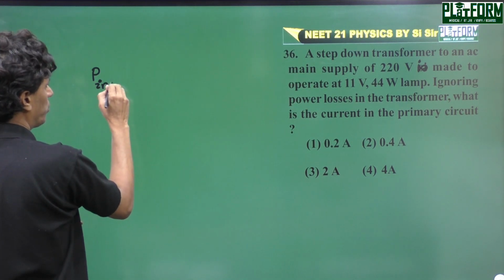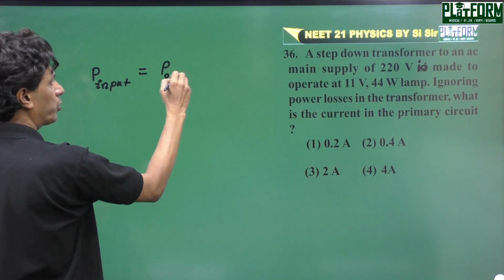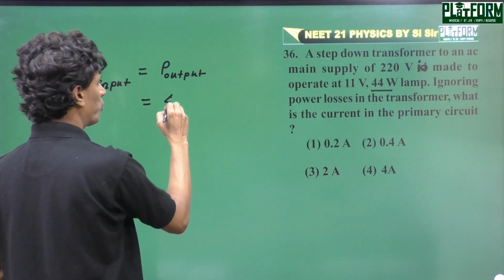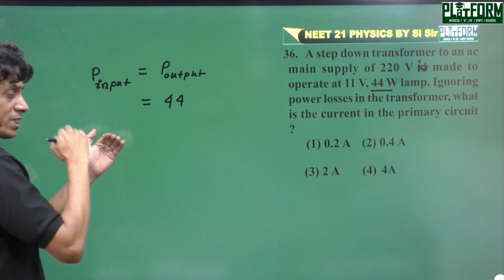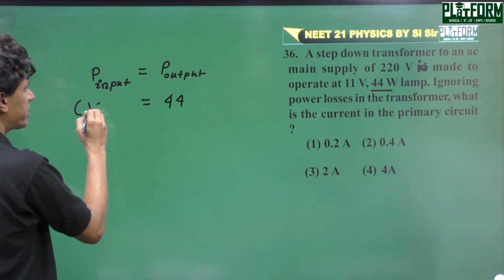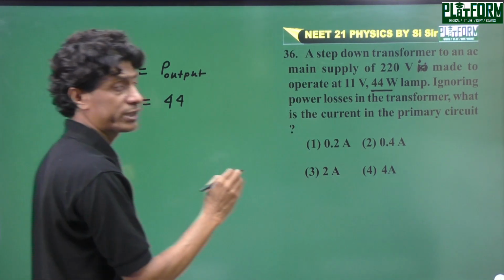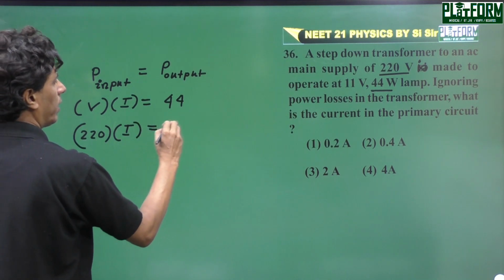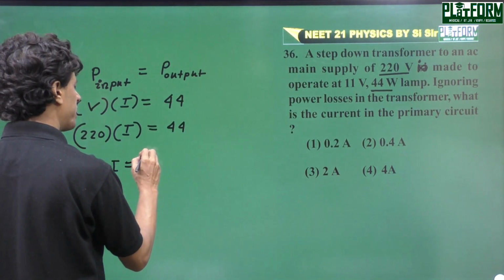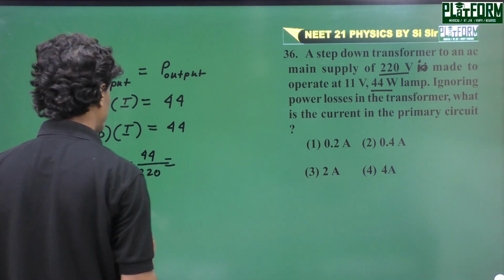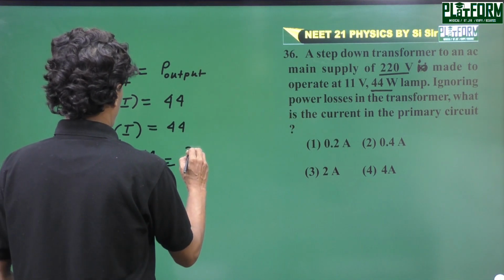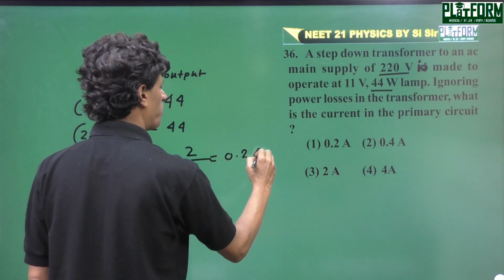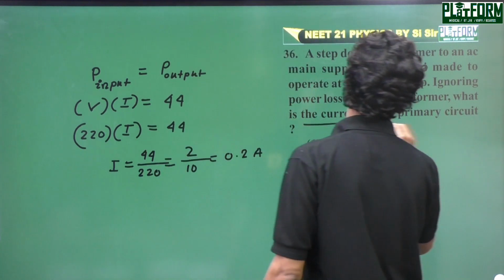no power is lost, so we can write power input is equal to power output, and power output given in the problem is 44 watt. And power transmission from one station to another is always in the form of voltage into current, so with voltage 220 volt and power 44, the transmission current is 44 by 220. We can write this equation as 2 by 10, and finally it is 0.2 ampere. So this is the current in the primary circuit, that is the transmission current.